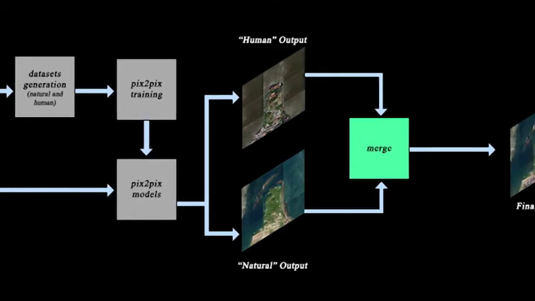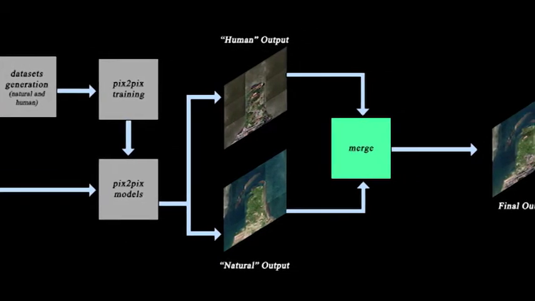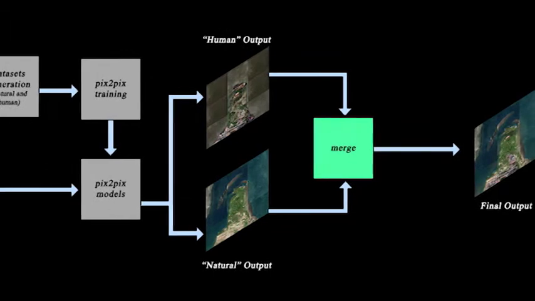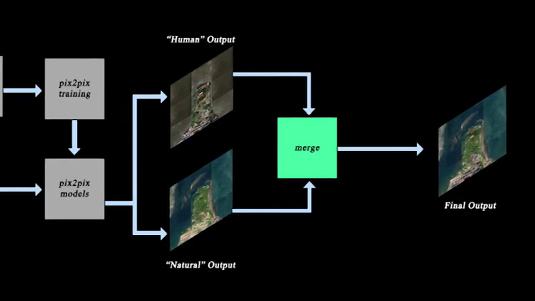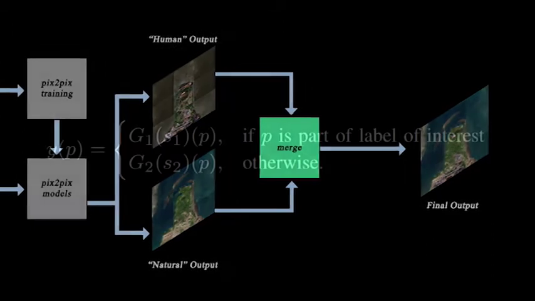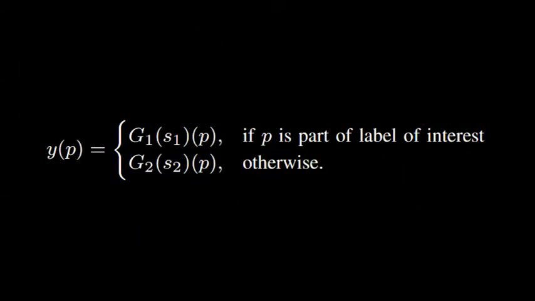To merge, we specify which label each translated image was trained to focus on. The result is a composition of regions of interest from the inputs. We evaluate each of the pixels P from the generated image using the respective network GN and compose the final image Y as described by the condition on the screen.